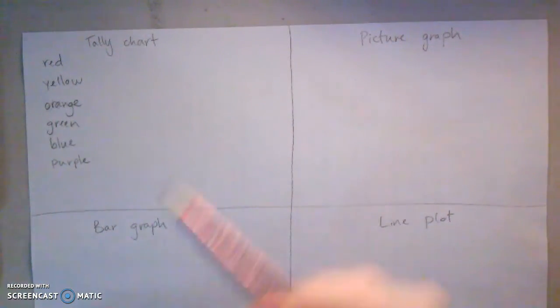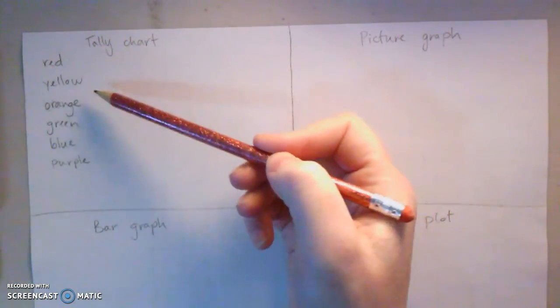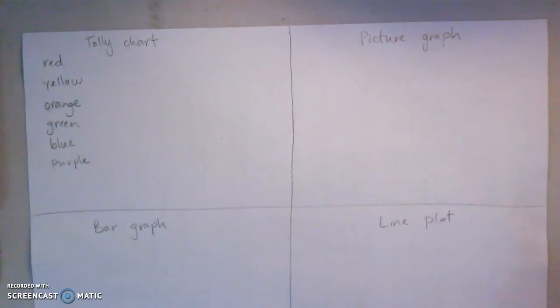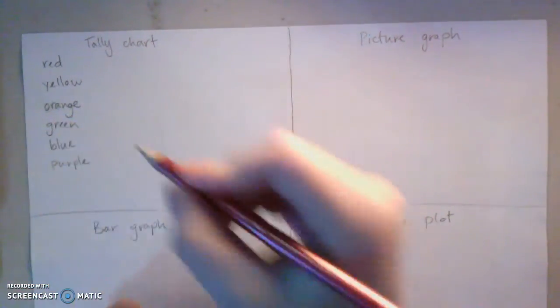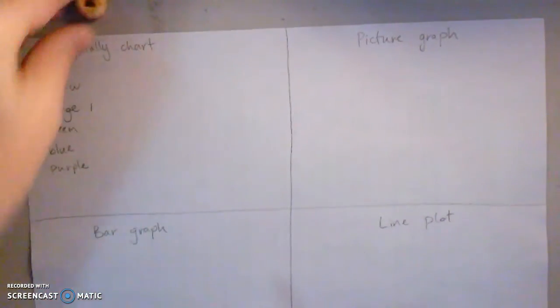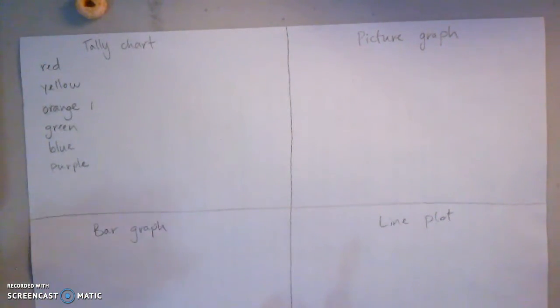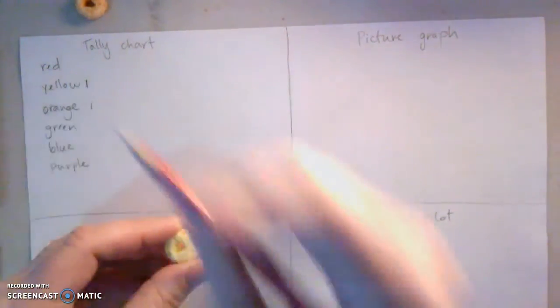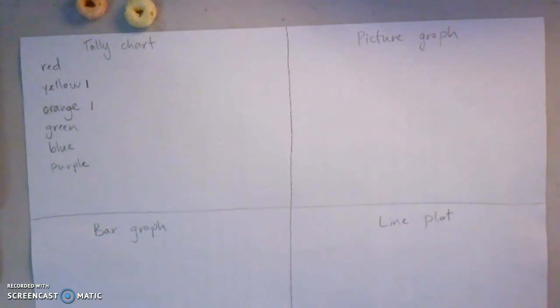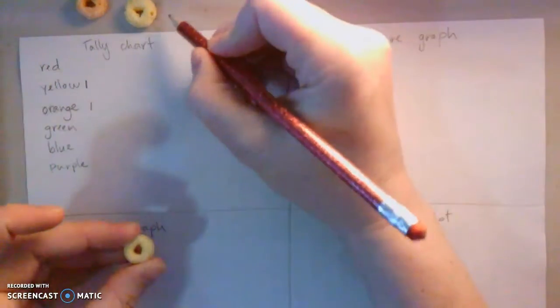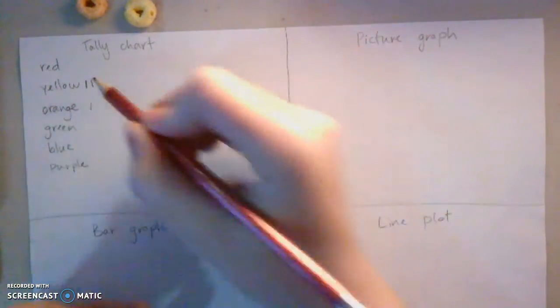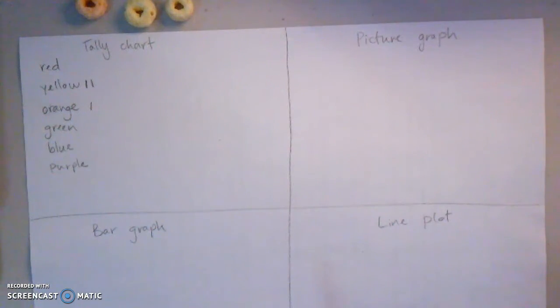Okay, so I have the different colors of Fruit Loops: red, yellow, orange, green, blue, and purple. And I'm not going to look in the bowl. My eyes are closed, and I'm going to pull out the first color, which is orange. So I'm going to make a tally mark for orange. And then I have a yellow. Next one is a yellow. Oops, wrong spot. That's where the Fruit Loop goes.